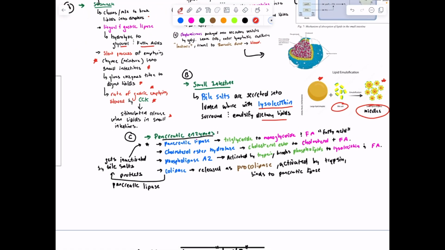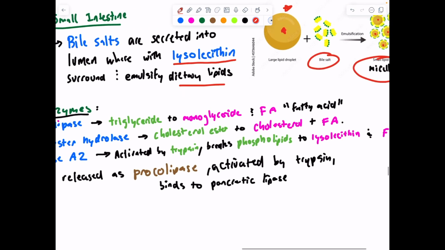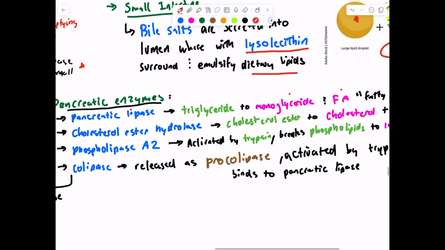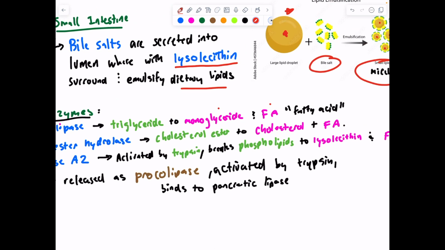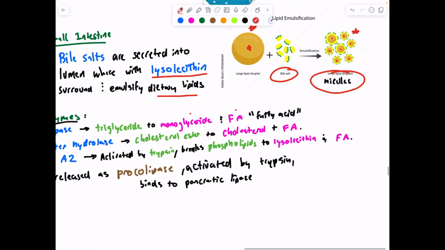All right, so now we're in our micelles, and we have our pancreatic enzymes, and they're going to work on breaking up the tiny lipid droplets. You have a number of different ones. These are the 4 main ones, and there are really 3 main ones where colipase is helping one of them. We have pancreatic lipase, which breaks triglycerides down to monoglycerides and fatty acids. Then you have cholesterol ester hydrolase, which breaks cholesterol esters into cholesterol plus fatty acids. Then you have phospholipase A2, which is activated by trypsin, and it breaks down phospholipids into lysolecithin and fatty acid.